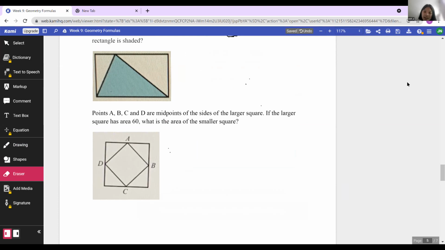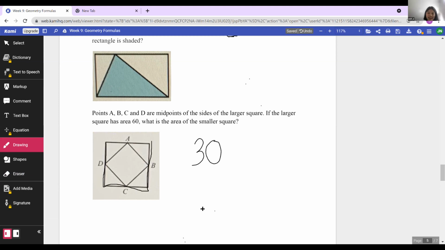Wait, are you on the points A, B, C, and D one? Yeah. Is it the larger square? Which one is the larger square? The larger square is not ABCD. Which one is the smaller square? That's ABCD. Oh, then the answer is 30.